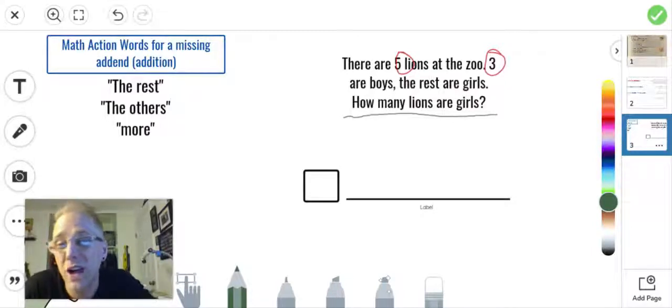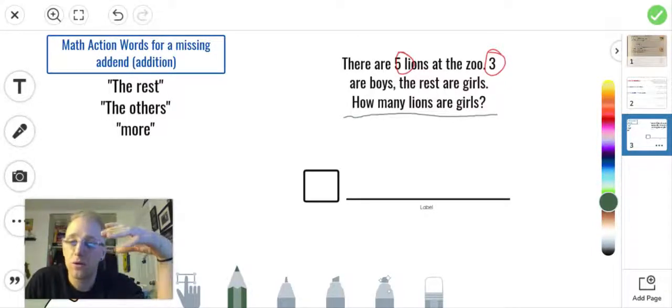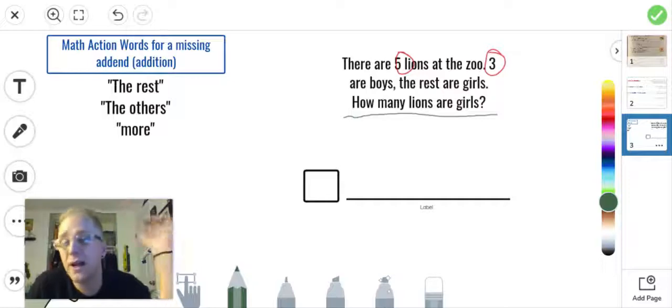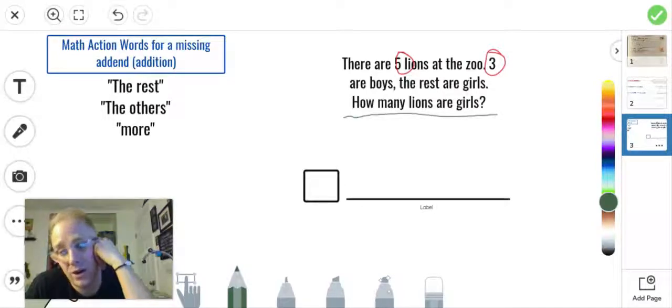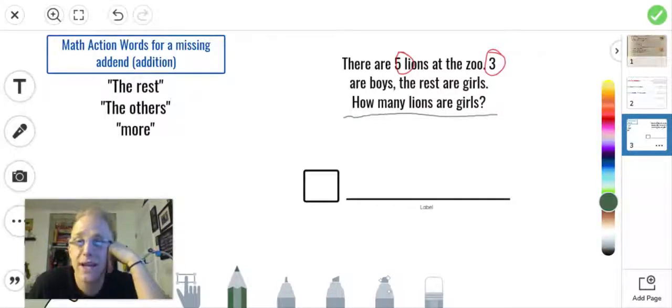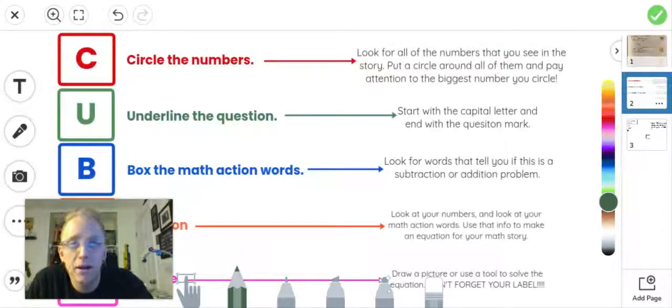So that's what I'm trying to figure out. I'm trying to figure out not, are they boy lions, girl lions? I'm trying to figure out if there are girl lions and how many there are. So that's the situation that it's asking me to do. Now let's come back and look at our next one.